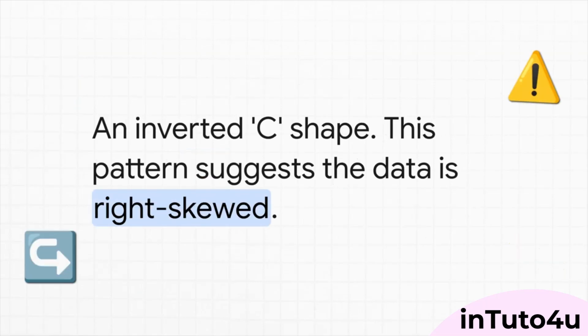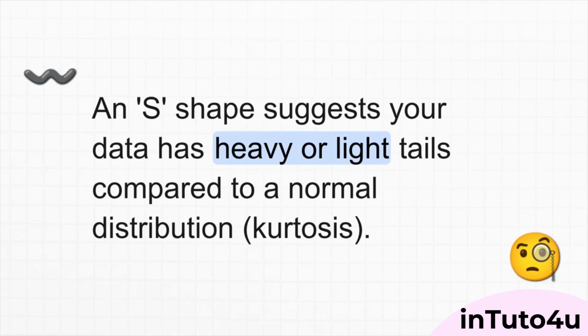But real data is messy. So what happens when it's not a straight line? Well, any systematic deviation from that line tells a story. For instance, if your data is right-skewed, the points are going to form this very distinct curve, kind of like an inverted C-shape, pulling away from that perfect reference line. And if you see an S-shape, that's telling you something else entirely. It means that the tails of your distribution are different from a normal one. They might be heavier, meaning you have more outliers than expected, or lighter, with fewer. This all relates to a property called kurtosis, which is really just a fancy word for how pointy or flat your data's distribution is.